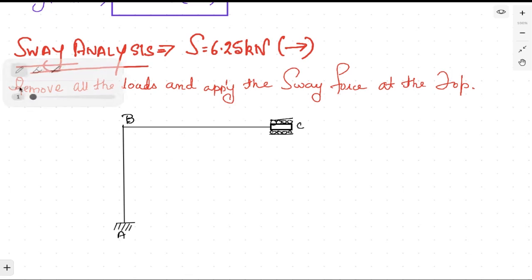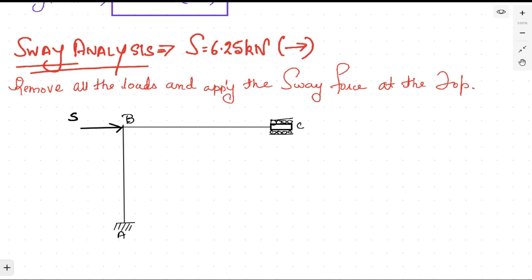Now what you have to do is remove all the loads, and we have to apply a sway force at the top. That is, we have to apply a force here. And what is this force? This force is basically the sway force S, which you have calculated. Fine. Now the loading is all removed and the sway force is applied.